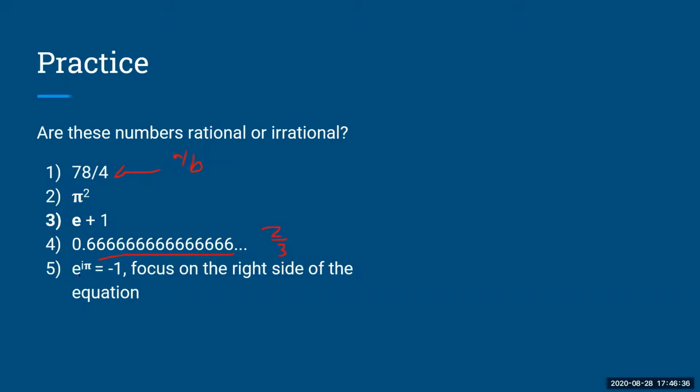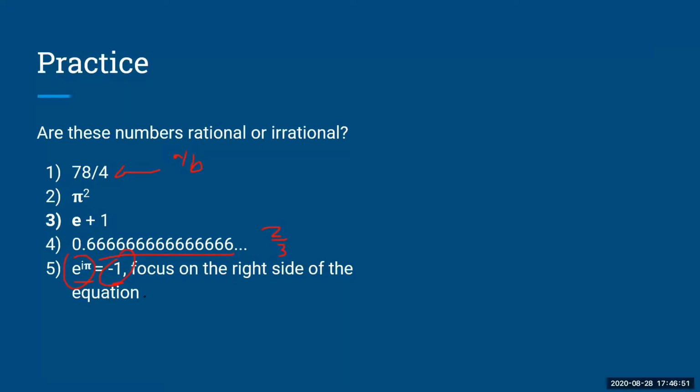Yeah, you get that. e to the i pi equals -1. Okay, obviously you don't need to know this. i is special too, but -1 itself is a rational number. So technically this part is rational. This part is irrational though.